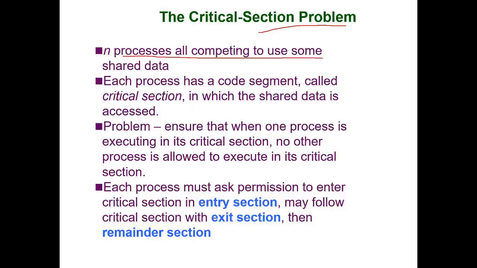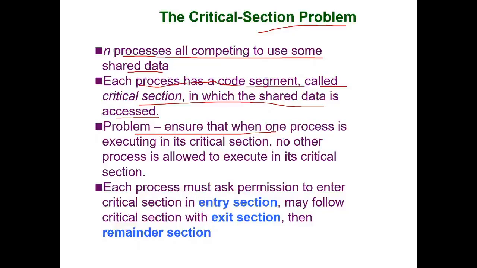Processes are all competing to use some shared data. Each process has a code segment called the critical section. That code segment, which is very important, is called the critical section, in which the shared data is accessed. That part is shared among multiple processes, so we call it a very critical section, which has to be secured from interruption by other processes.